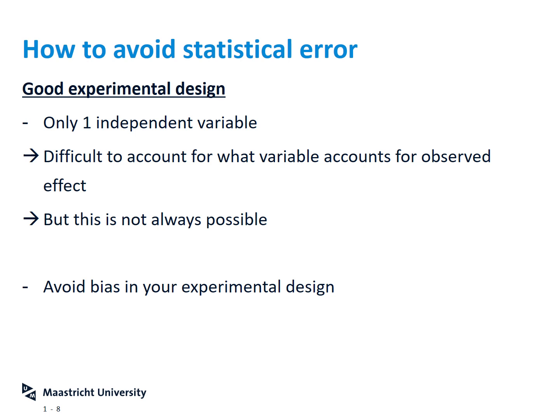One thing that is important, you should only have one independent variable, right? You should make sure that the independent variable that you will vary is the only one that influences the dependent variable. Otherwise, it will be difficult to account what type of effect in the dependent variable is due to which independent variable changing. This is obviously not always possible.